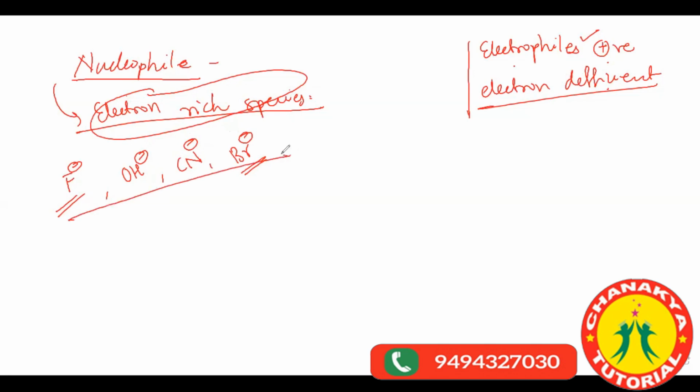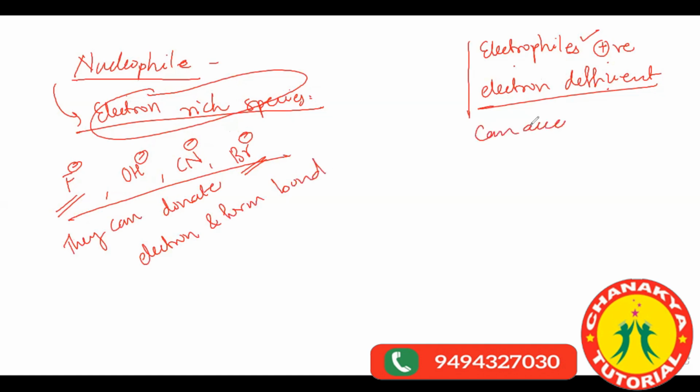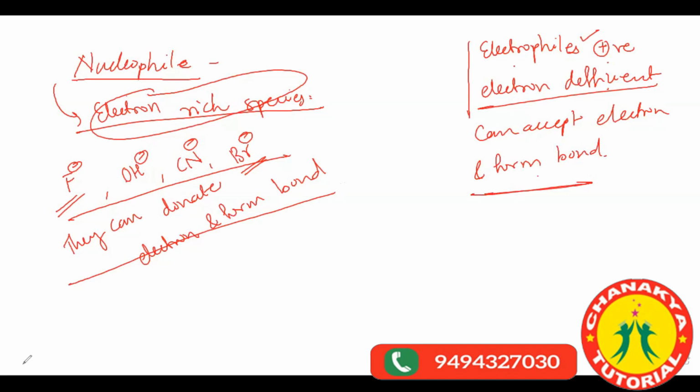What are the characteristics of a nucleophile? They can donate electrons and form a bond. Whereas an electrophile can accept electrons and form a bond. So where will it attack? A nucleophile will attack the electron deficient species, and an electrophile will attack the electron rich species. Understand? Clear?